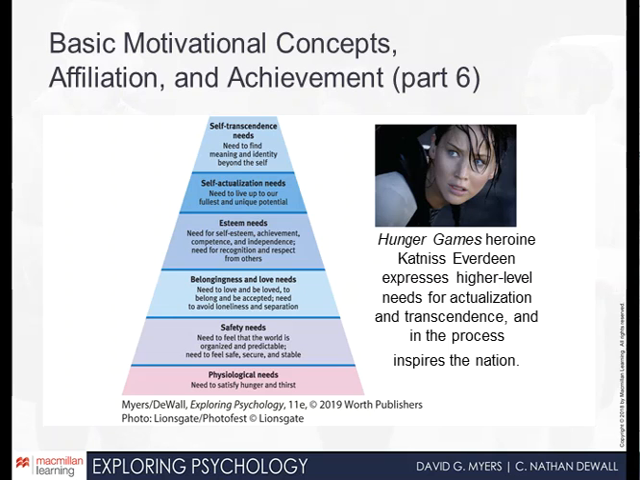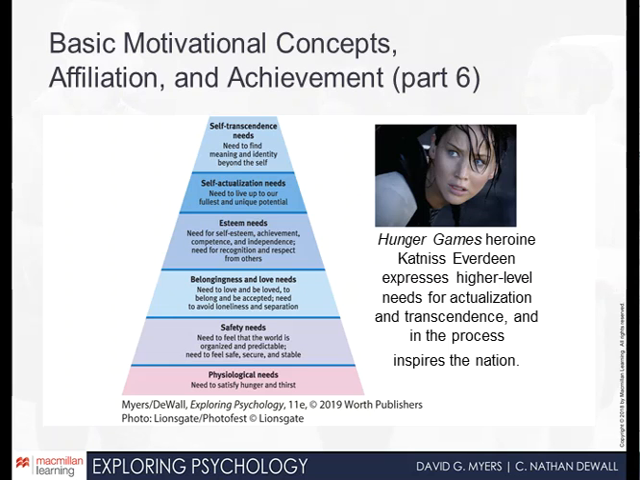So let's look at some of these levels. At the very bottom, we have physiological needs, the need to satisfy hunger and thirst. Above that, we have safety needs, the need to feel that the world is organized and predictable. Then above that, belongingness and love needs, the need to love and be loved, the need to avoid loneliness and separation, to belong and be accepted. Then we have esteem needs above that, the need for self-esteem, having a sense of self-worth, a sense of achievement and competence, to be recognized and respected by other individuals.